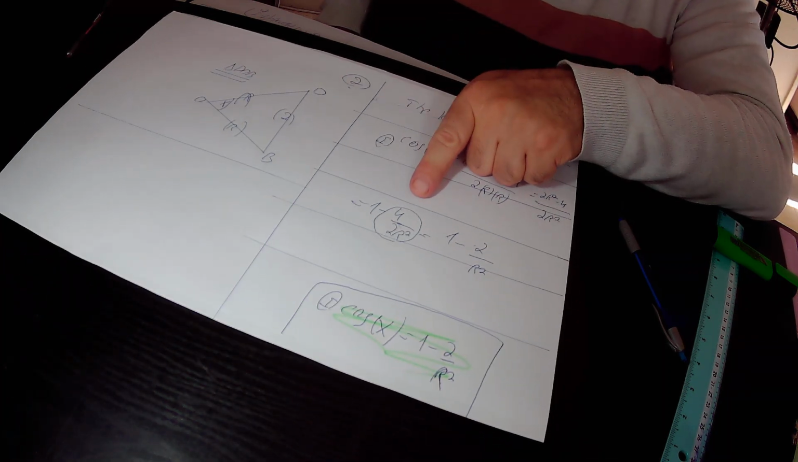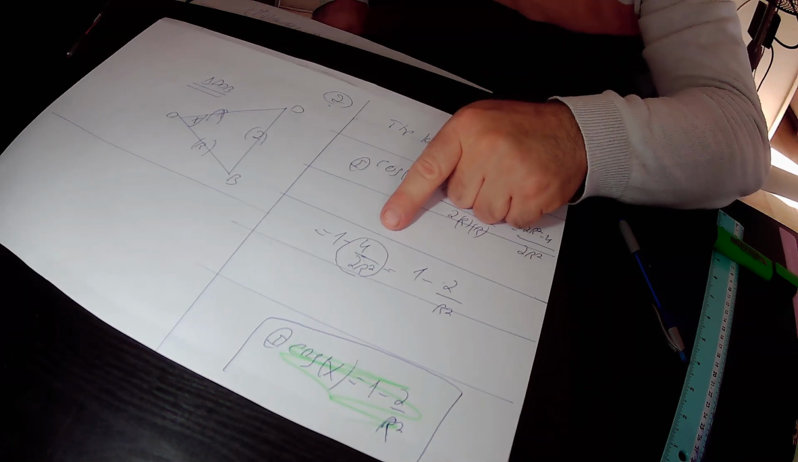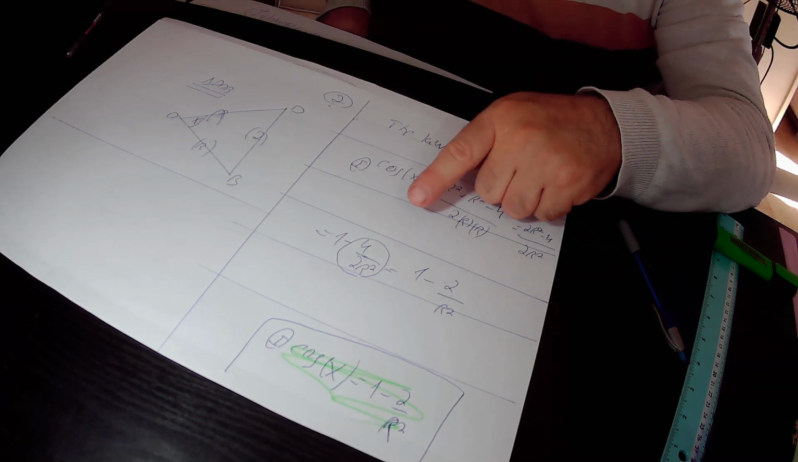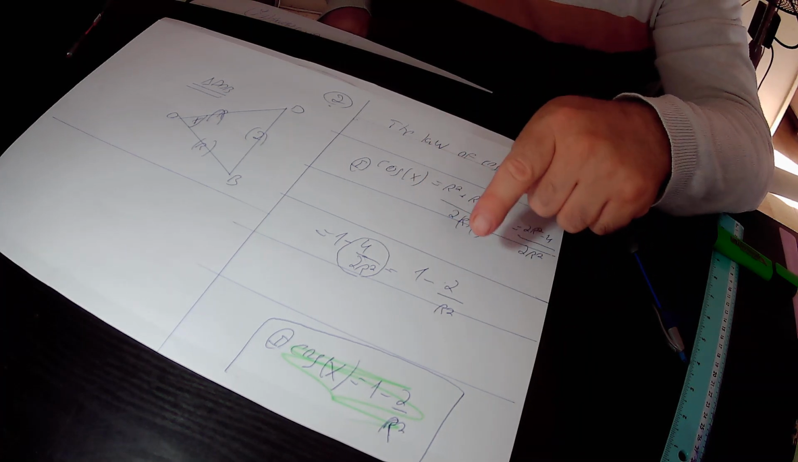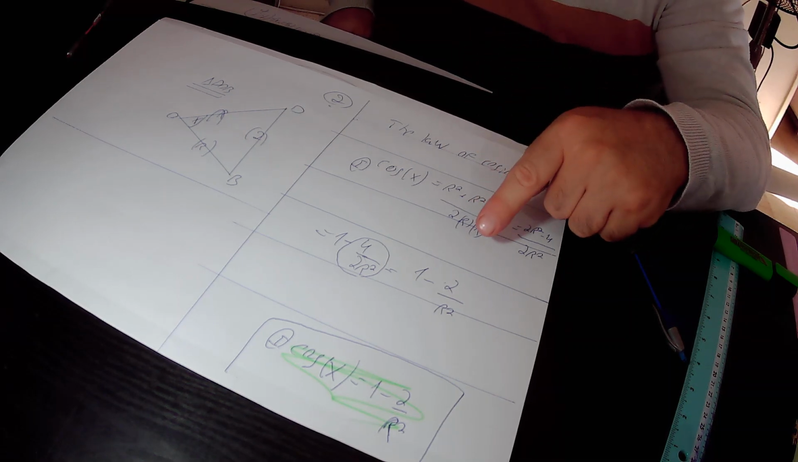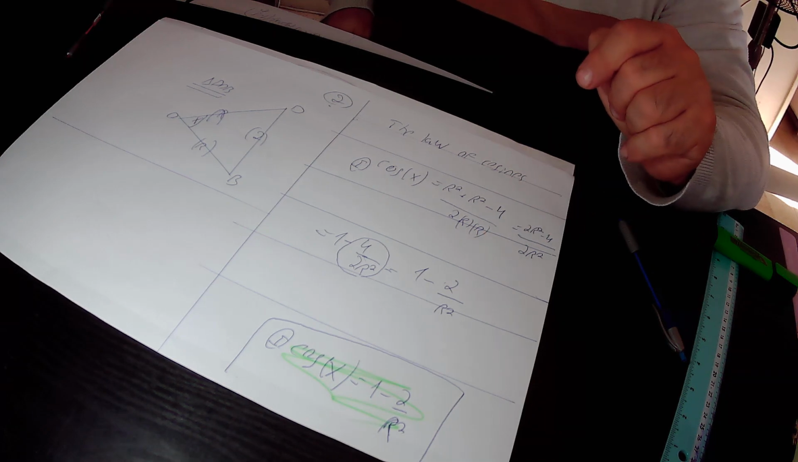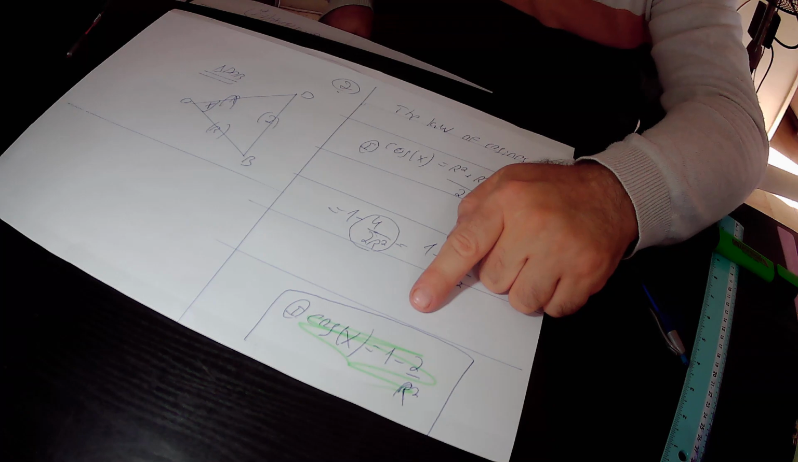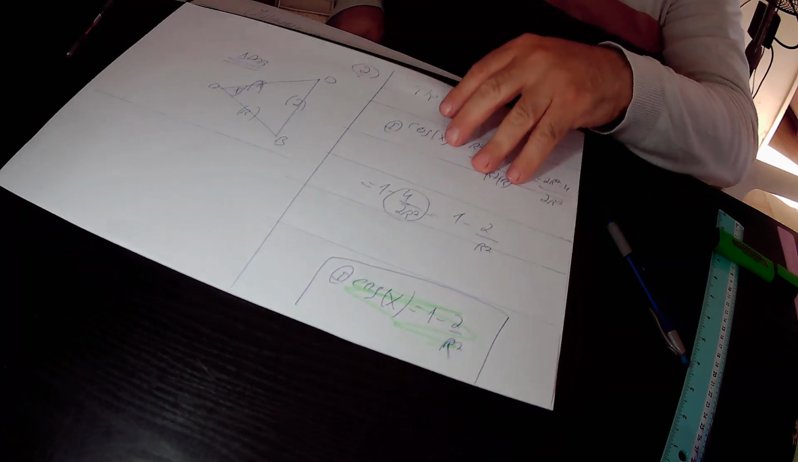Here we divided both the numerator and the denominator of this expression by 2, and we find that minus 4 over 2 is minus 2, and 2R squared over 2 is R squared. So in total we find that, according to equation 1, cosine x equals 1 minus 2 over R squared.